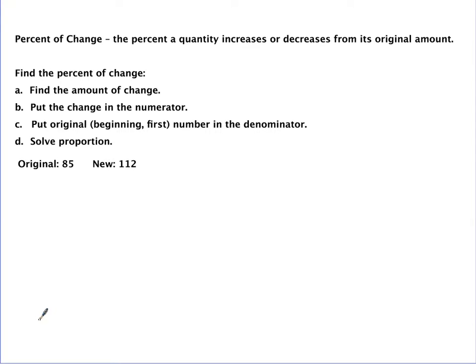Okay, so let's take a look at how we do this. To find the percent of change, first you have to find the amount of change. So you have to find out what's the difference. The change goes in the numerator, and then the original, so that first number, or what the cost is at the beginning or initially, goes in the denominator. And we set it up as a proportion, and then we solve. So here's an example we're going to do together.